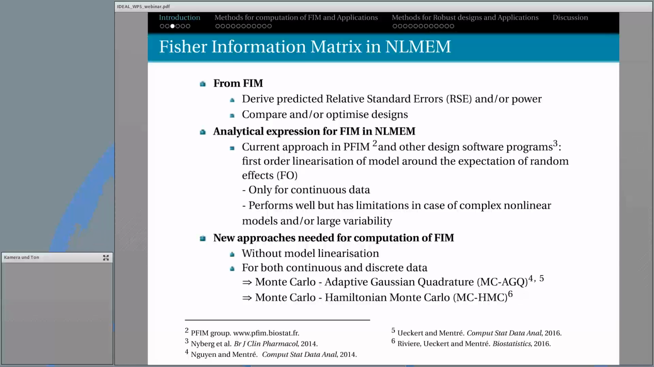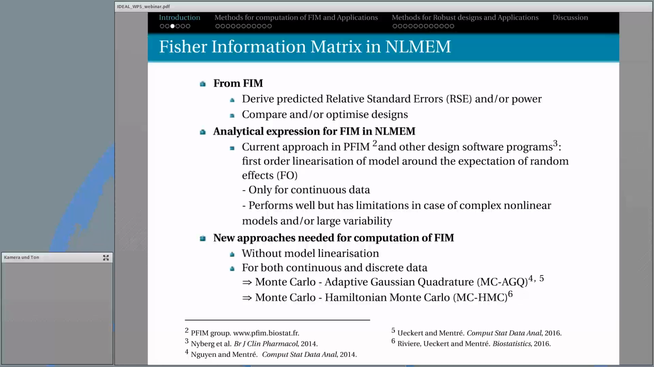That is why we have developed new approaches for computation of the FIM which avoid model linearization. Those approaches can be applied both for continuous and discrete data. And we have developed in our group two approaches. One which is a Monte Carlo adaptive Gaussian quadrature, and this is following the work done by Tutkui and Nguyen. We've extended that work with Sébastien Huckert.